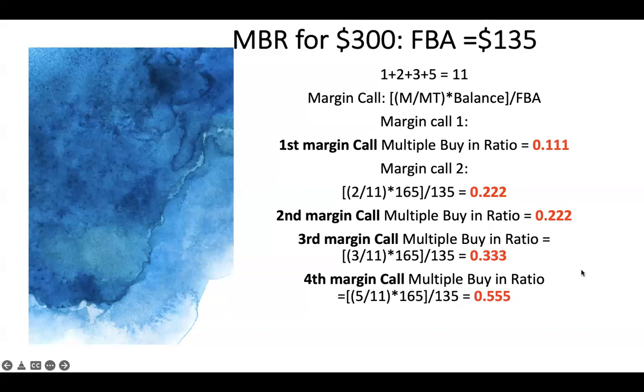Now, for $300, the same thing. If you check it out, for the first margin call, 1 divided by 11 multiplied by 165. 165 is the balance after removing the first buying amount. First buying amount is 45% of the capital, 300. So if you go through that calculation, you're going to get first margin call 0.111, second margin call 0.222, third margin call 0.333, fourth margin call 0.555. You can pause this recording and verify the calculations if you wish to. All right, so that is it.